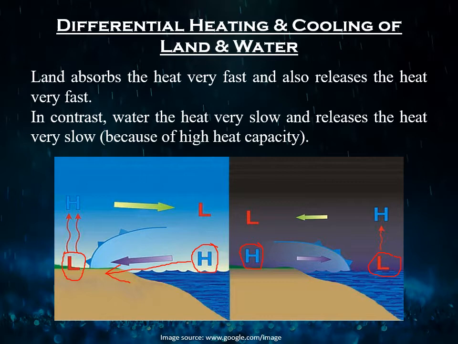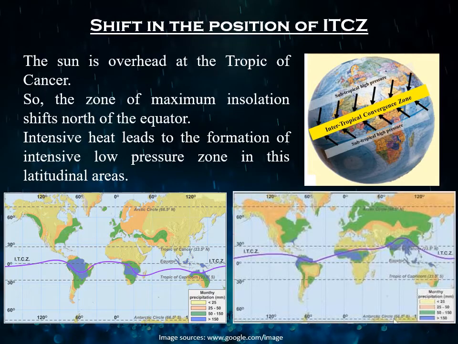The second mechanism by which monsoon can take place was proposed by Flohn, a German meteorologist, in the year 1948.